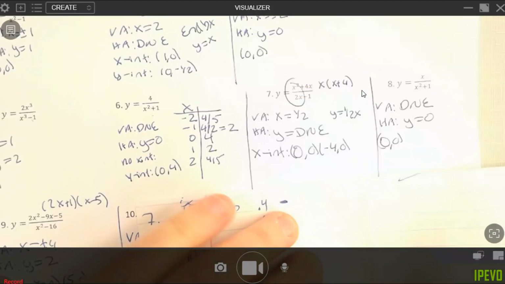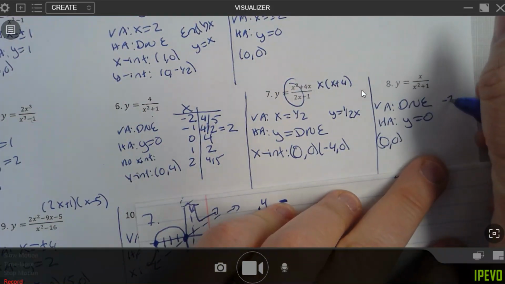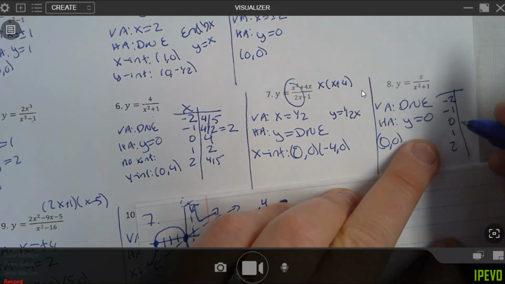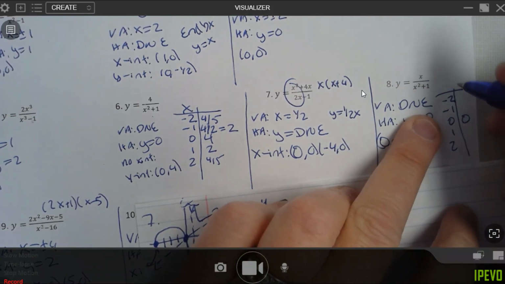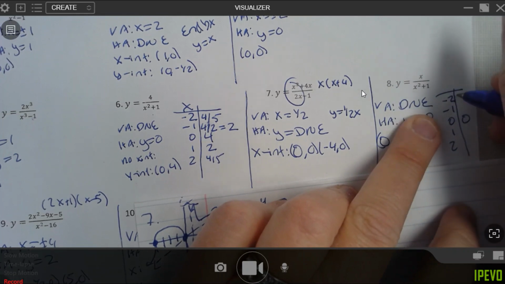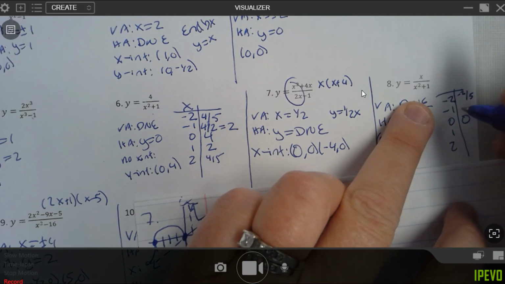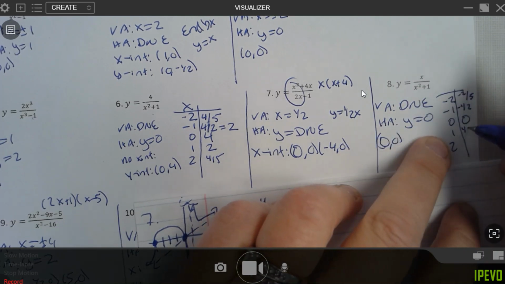For number 8 again, we have no vertical asymptote, so you would do your t-chart of plugging in values. So it's 0, 0. If I plug in -2, I get -2 over, was that 5? Plug in -1, I get -1 over 2. Plug in +1, I get 1 over 2, positive 2.